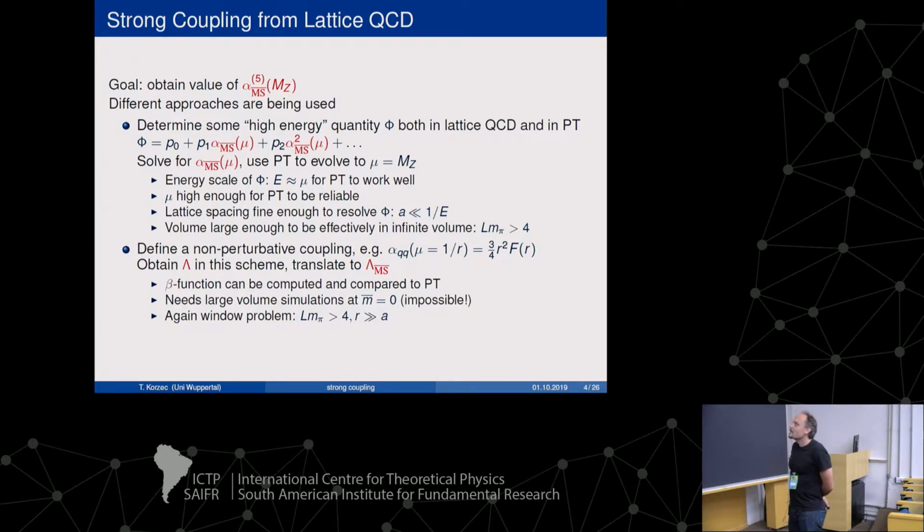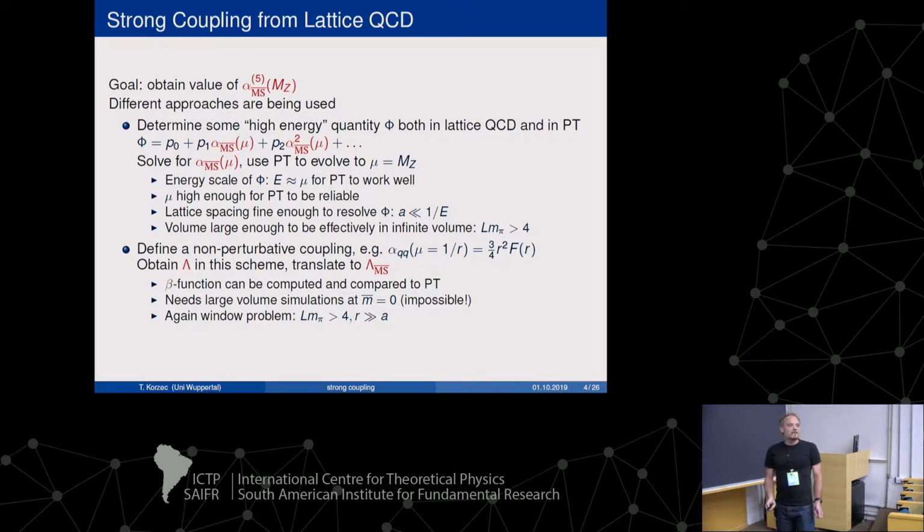Now, there are a few challenges. You can imagine, for instance, the force between 2 static quarks at some separation. And then this will depend on the separation. And such quantities always come with an associated energy. In this case, this would be 1 over the separation. And in order for this perturbation theory to work, you need to put the renormalization scale similar to this typical energy scale. And this means that you want to go to high energies on the lattice in order for this perturbation theory to be reliable.